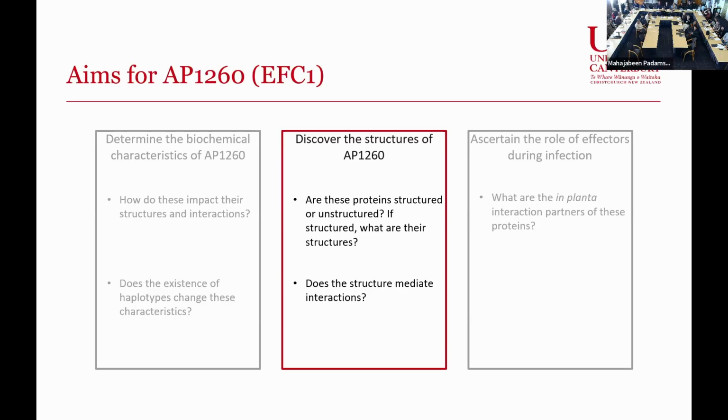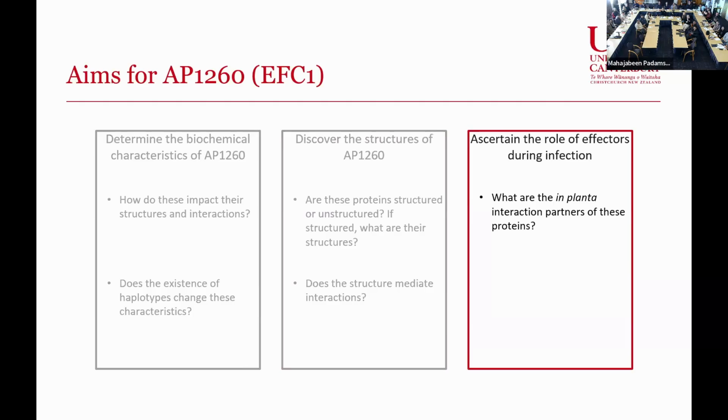So in the protein biochemistry world, it's very much a structure-based society where everybody wants the structure of their protein. So we want to know what the structures are of these proteins, if they are structured and if they're unstructured. We want to know how the structure is mediating its interaction, so what it's doing. And then, of course, we want to know what they're doing in the plant cell. So what are these interacting with in the plant? Where are they going? What are they doing?